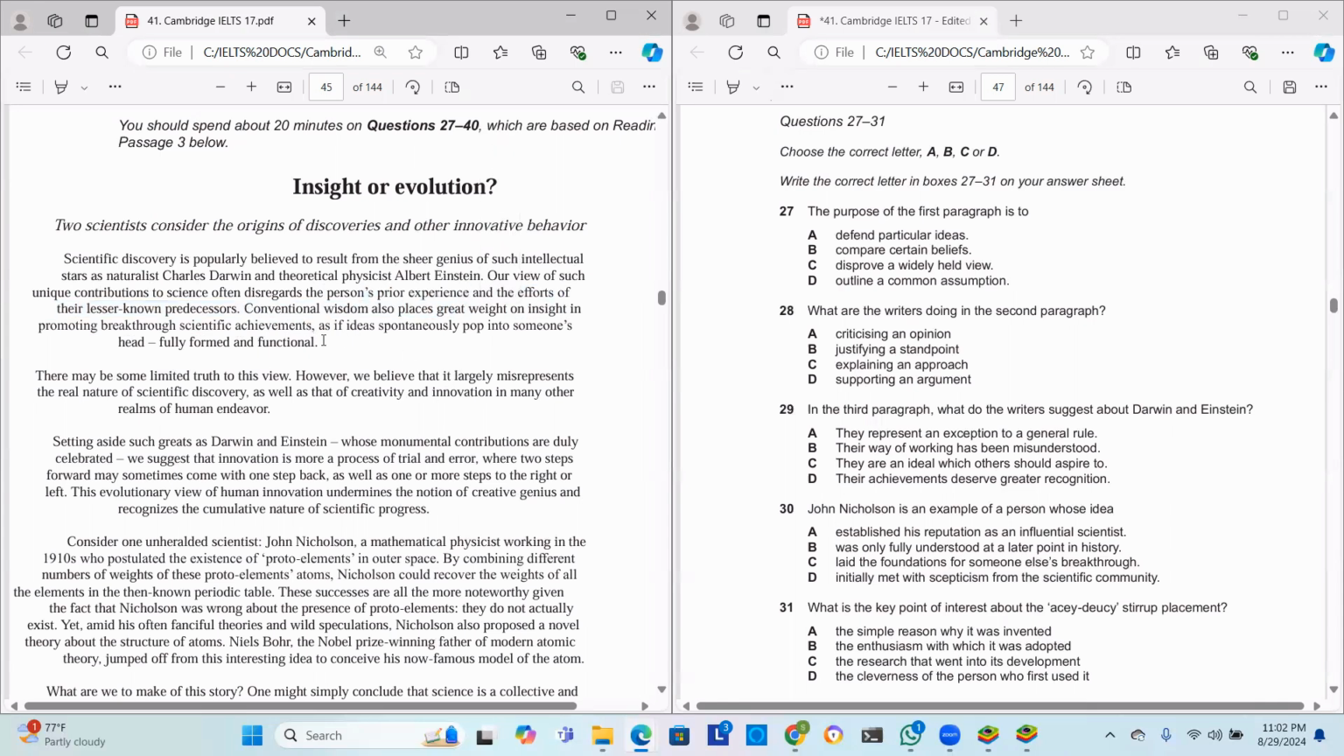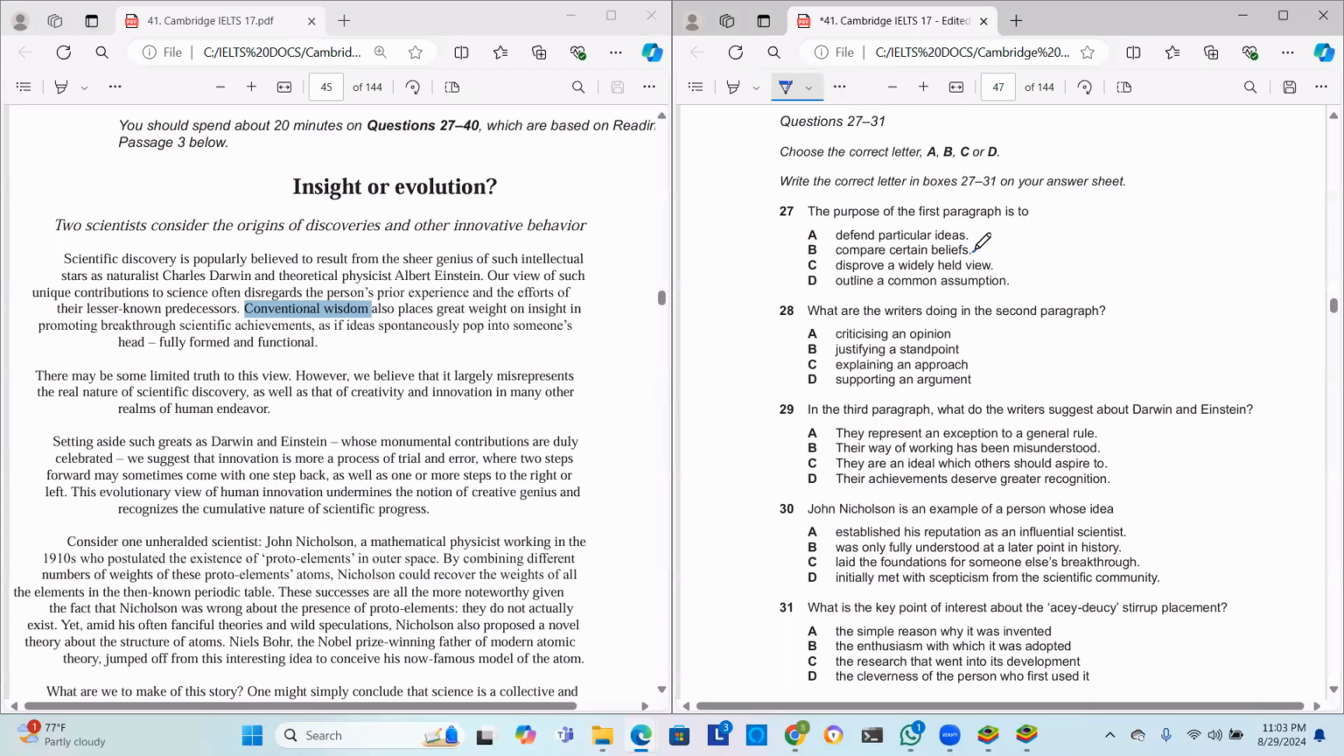Now, conventional wisdom also places great weight on insight in promoting the breakthrough achievements, as if ideas spontaneously pop into someone's head. So he's not defending, obviously. He's talking about what is popularly believed, meaning it is an assumption. Conventional means common type of knowledge. Wisdom, you all know, right? So what is he doing here? Let's read the second option.